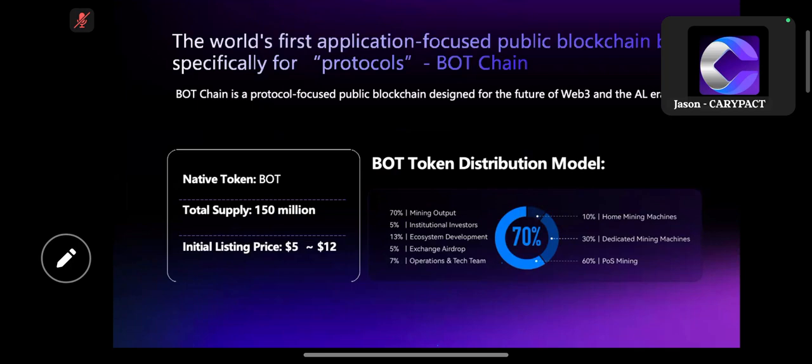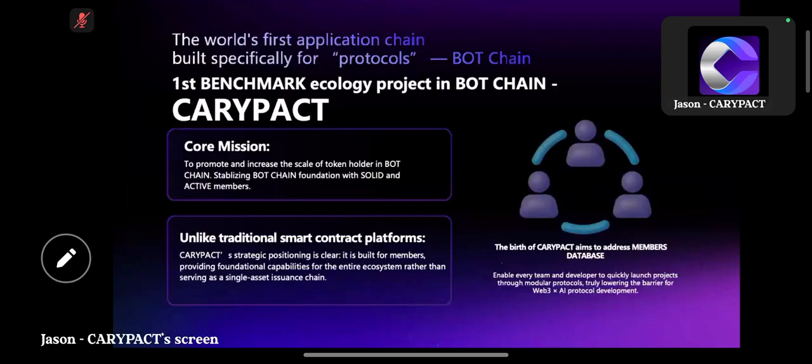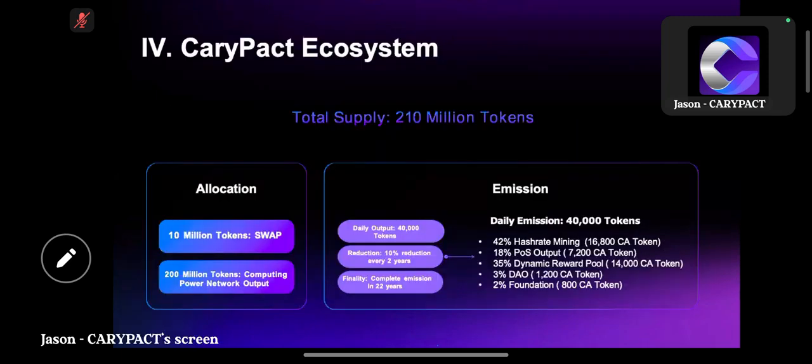So we will be joining ourselves into CaryPact. So now, what is CaryPact? CaryPact is the first benchmark ecological project that is being built in our own BOT chain, which is our own public chain. Now, let's talk about the tokenomics of CaryPact. CaryPact has 210 million tokens in total supply. Out of that, 10 million is reserved for the swap in the DEX for the initial swapping purpose, and 200 million will be coming out as a node distribution into the computing power network output.